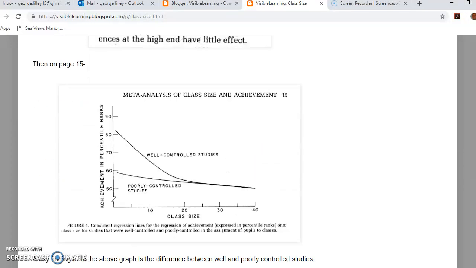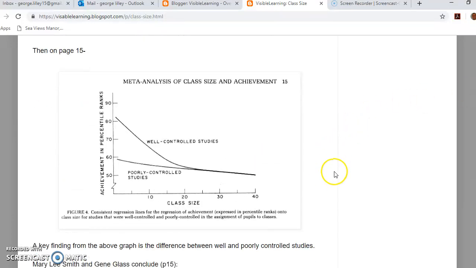Glass and Smith publish a graph which clearly shows the trend and is pretty consistent with teacher experience. So as we reduce class size from 40 students down to 30, there's a bit of an improvement in student achievement. But as we decrease class size even further, there's quite a big impact on student achievement.